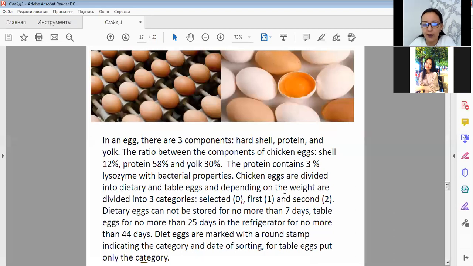And the chicken eggs are divided into dietary and the table eggs, and depending on the weight, divided into three categories: selected, first, and the second groups. Dietary eggs can be stored for no more than 7 days. Table eggs no more than 1 month, and the next group no more than 44 days.